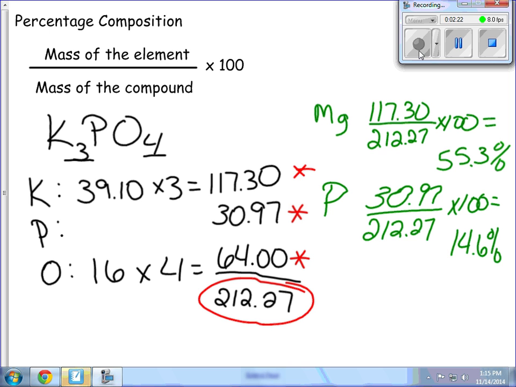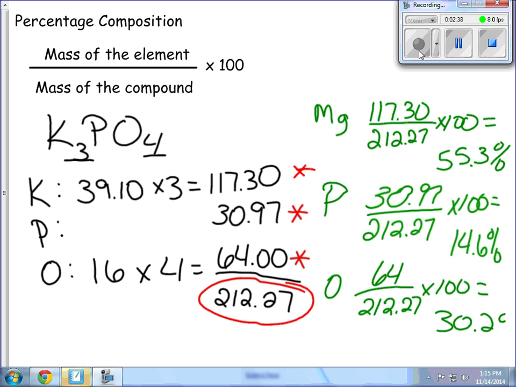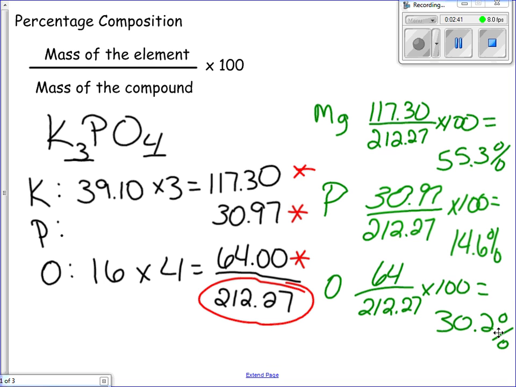And then lastly, we do oxygen, and that was 64 divided by 212.27 times 100 gives us 30.2%. So now, if we take this one, and this one, if we add them all together, we should get something that's fairly close to 100%. And when we do, we get 100.1. So that is accurate enough for this level of chemistry.